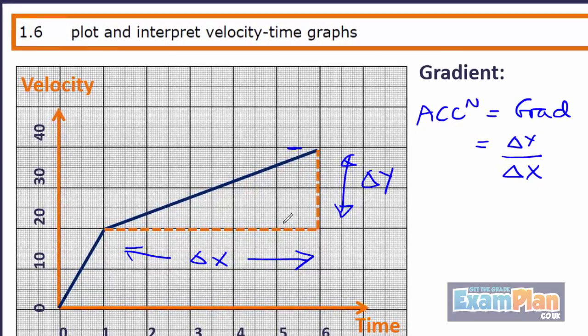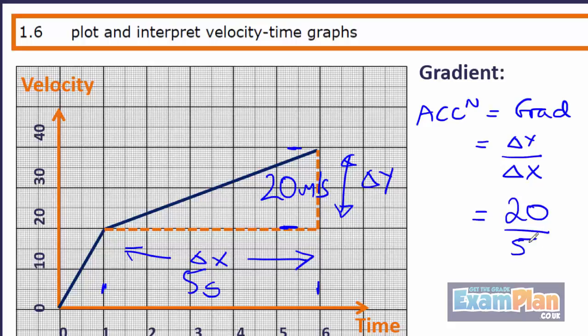In this example, the change in y is 20 meters per second, and the change in x is 5 seconds. Gradient therefore equals 20 meters per second divided by 5 seconds, giving us an acceleration of 4 meters per second squared.